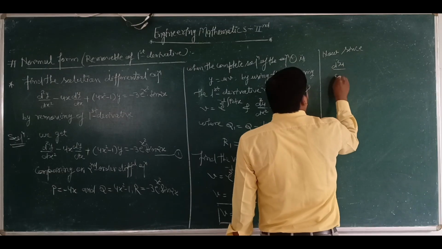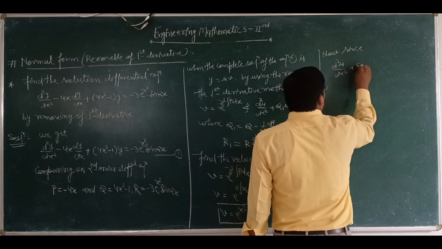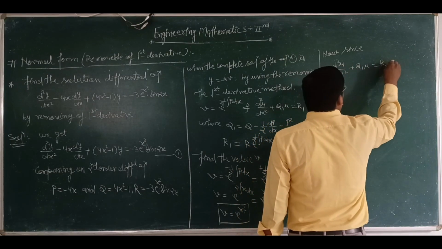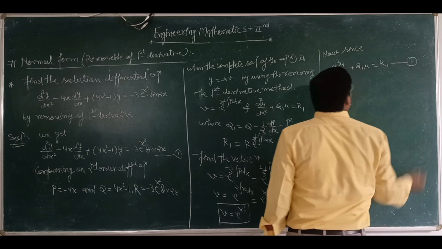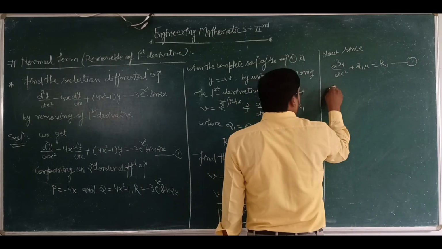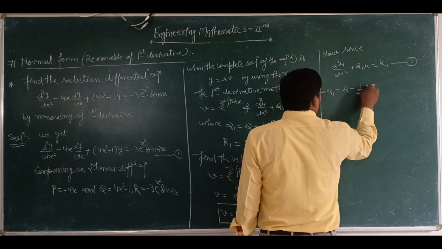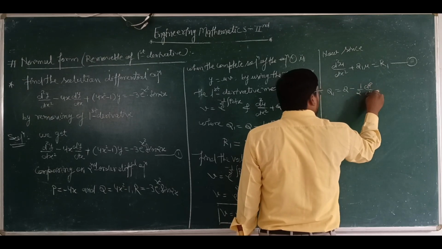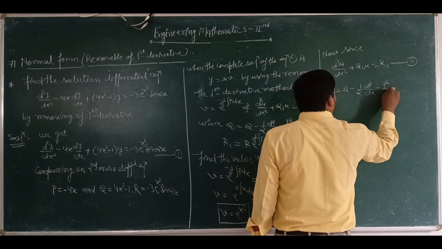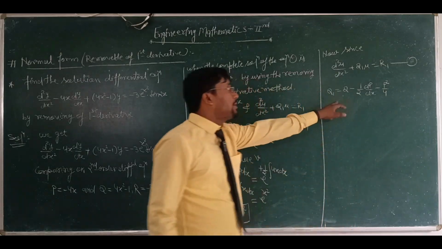d2u/dx2 + q1u = r1. This is equation number second. First of all, find the value of q1. q1 = q − (1/2) dp/dx − p²/4. Now put the value of q and p.